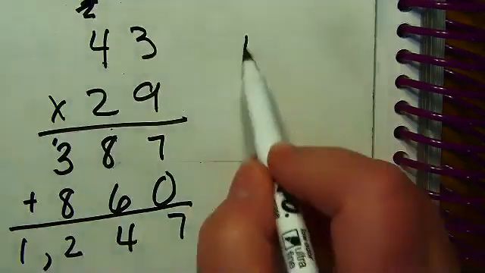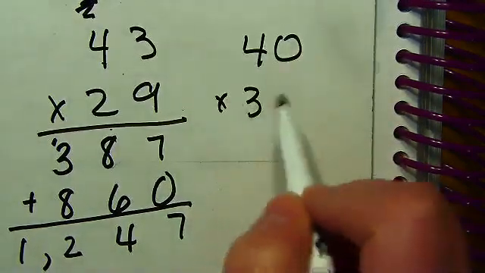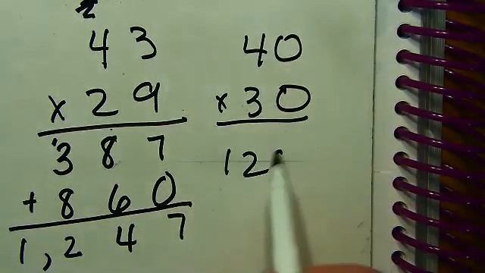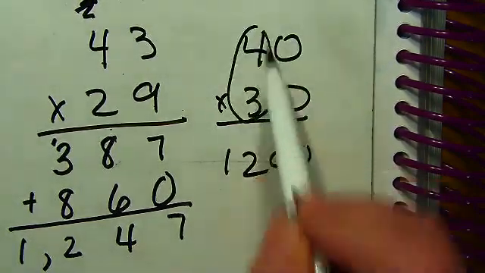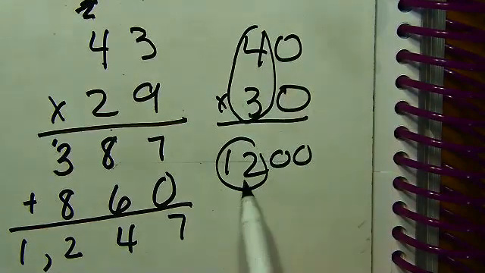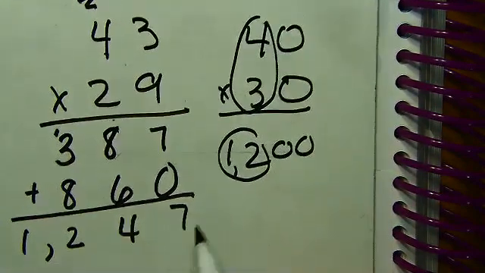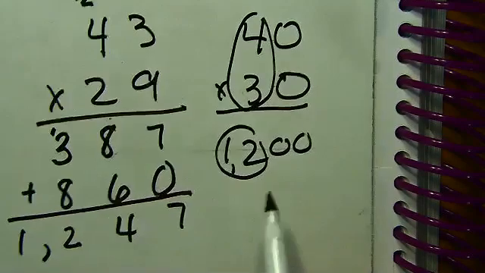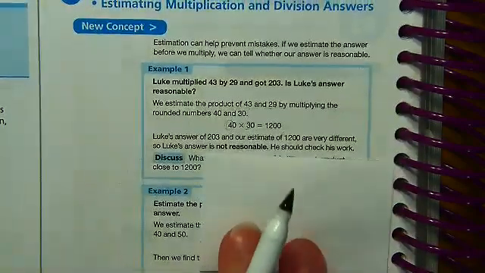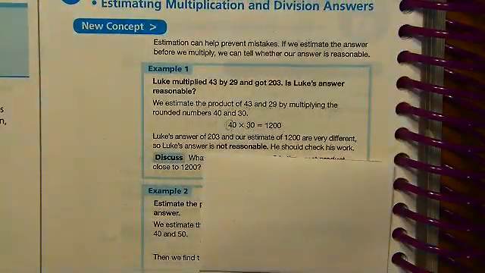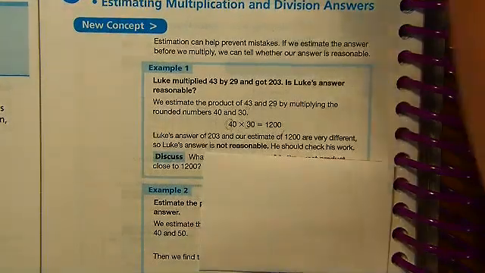So had he said that was his actual answer, we'd ask, is that reasonable? We would have done our 40 times 30 and gotten 1,200, remember, because 4 times 3 is 12, and our 2 zeros. So that's really close. So this would be a reasonable answer. But his real answer of 203, we can see is really wrong.